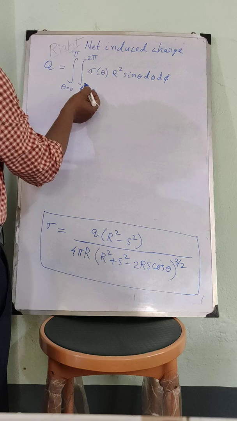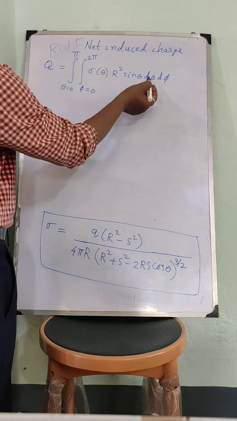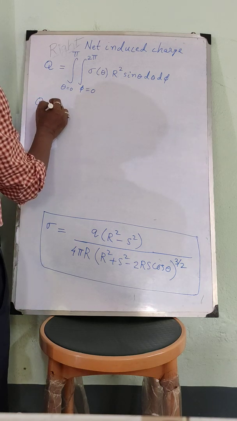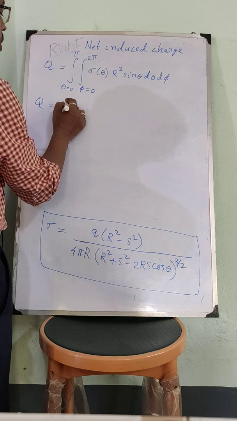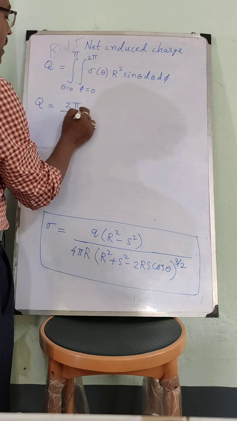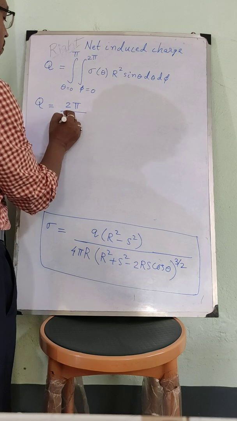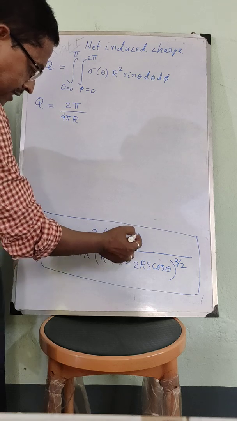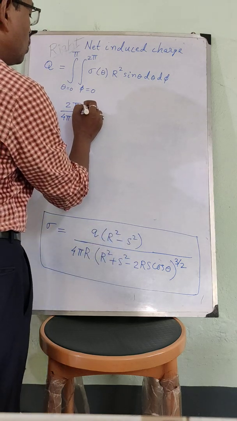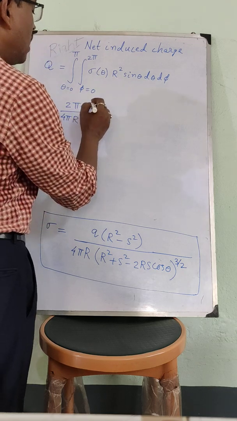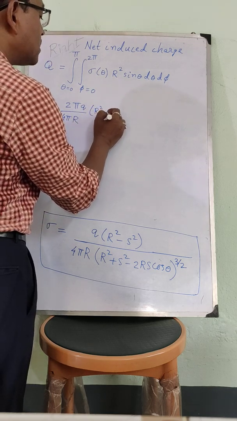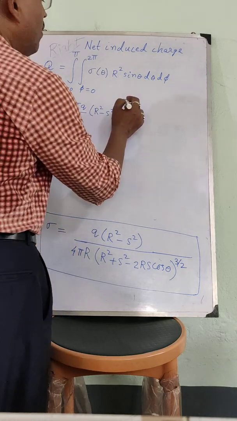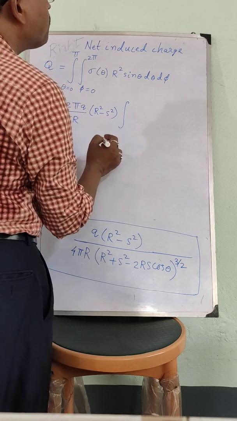Now you can see that the phi integration is very easy. It gives us 2 pi. So for capital Q, with the phi integration done, that is 2 pi, then divided by this 4 pi R. I can take this also outside the integration sign. So small q, then R² minus s². These are constants of the integral. So I will have integration over theta.